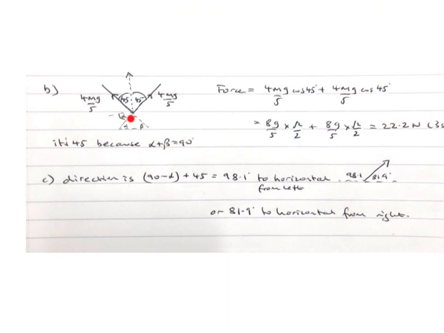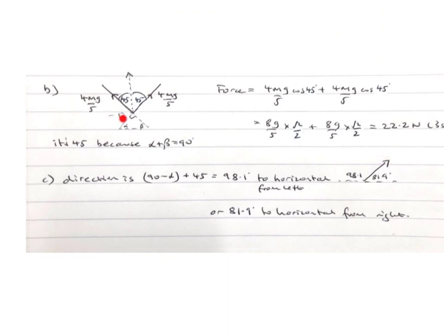Now in part B, considering alpha and beta, if you work those out, then alpha plus beta adds up to 90. So there's a 90 degree there, so this angle here is also 90 degrees. And because these forces are equal, they're both the tension, then the resultant force must be in the middle of those, because they're equal. So it's 4mg over 5 times cos 45 plus 4mg over 5 times cos 45, works out to be 22.2 newtons.